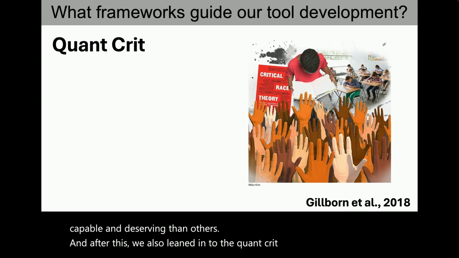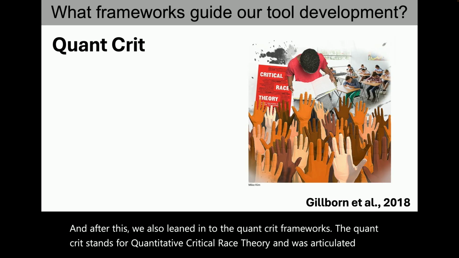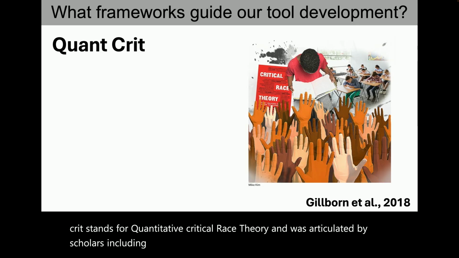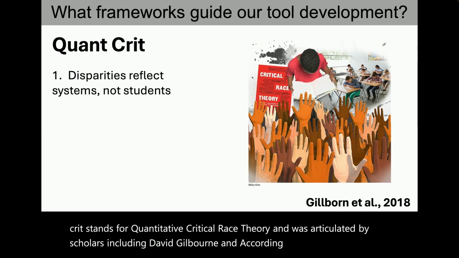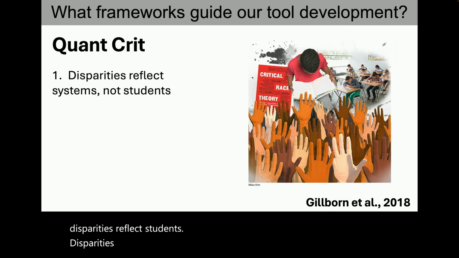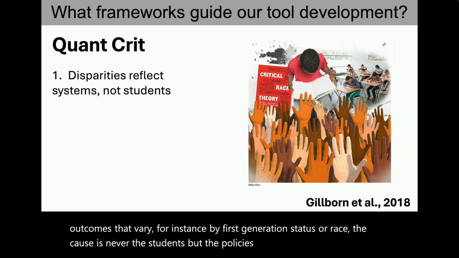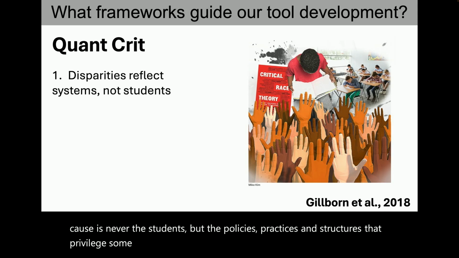So QuantCrit stands for Quantitative Critical Race Theory and was articulated by scholars including David Gillborn. And according to the theory, disparities reflect systems, not students. So when we see gaps in outcomes that vary, for instance, by first-generation status or race, the cause is never the students, but the policies, practices, and structures that privilege some and disadvantage others.